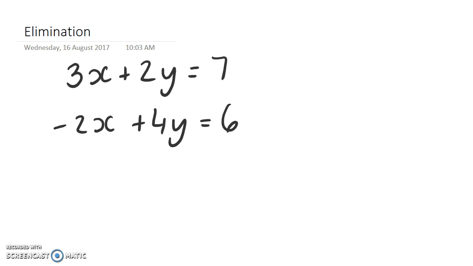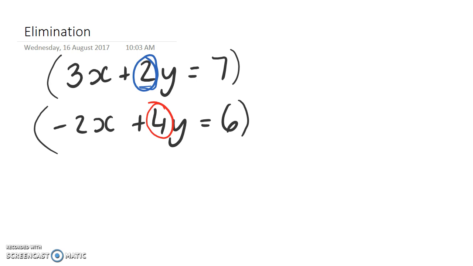A very easy way to do it is to choose which variable we're going to eliminate. And here I've decided we'll eliminate y. You can do either one. So I'll circle this 2 here and this 4 here. Okay, I'm going to put brackets around the entire equation to remind myself that I'm going to do something to the whole thing.